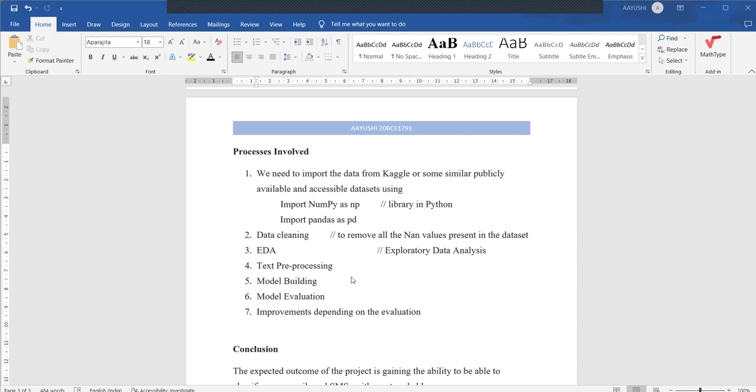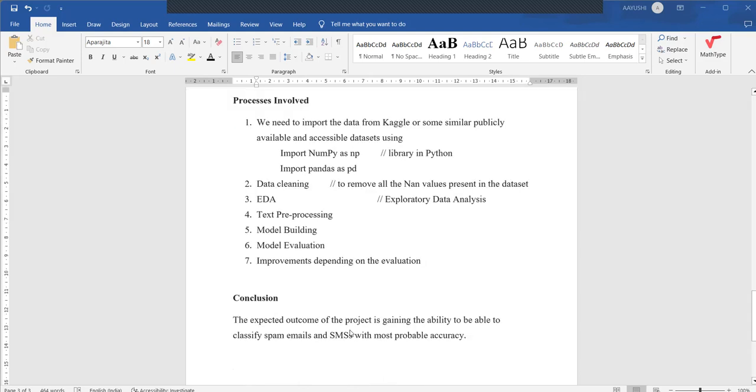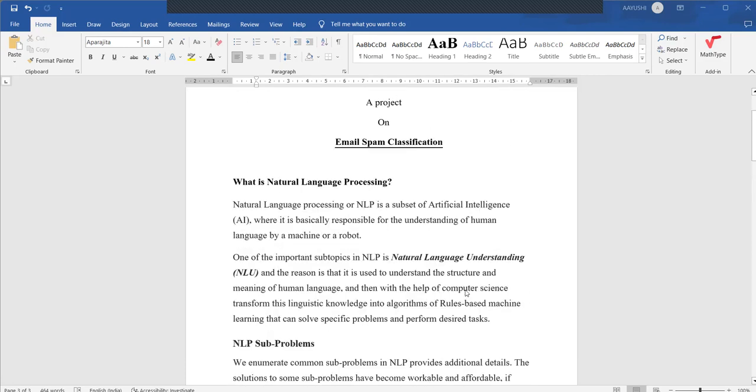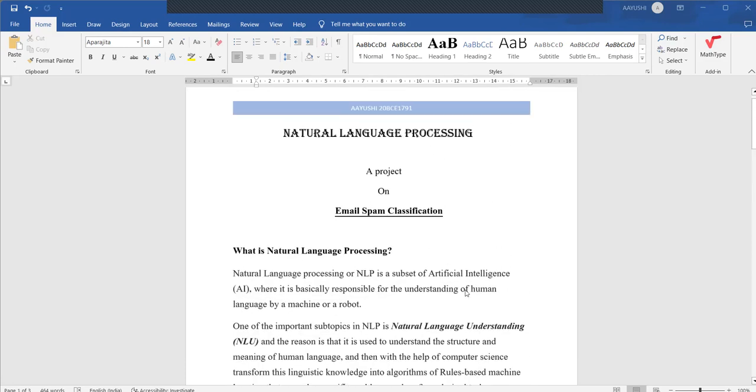The reason to do this project is that by detecting unsolicited and unwanted emails, we can prevent spam messages from creeping into the user's inbox, thereby improving users' experience. The conclusion or the probabilistic expected outcome of this project is gaining the ability to classify spam emails and SMS as well with most probable accuracy. I guess here you might have got a clear idea about our project.